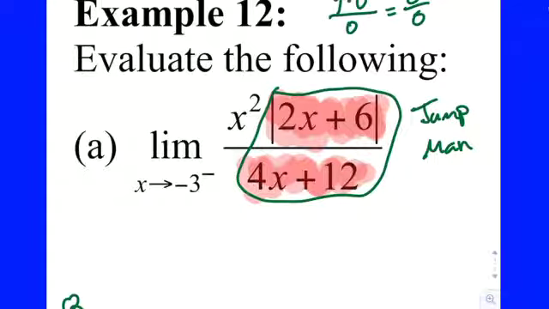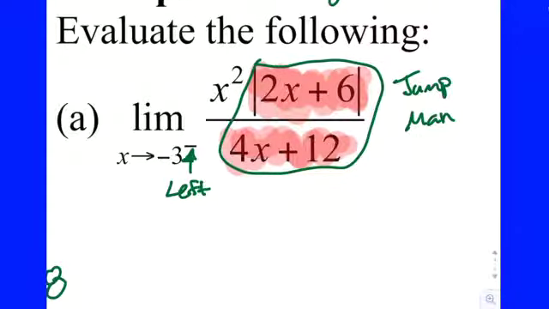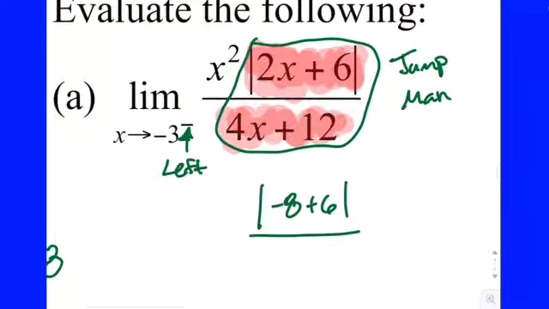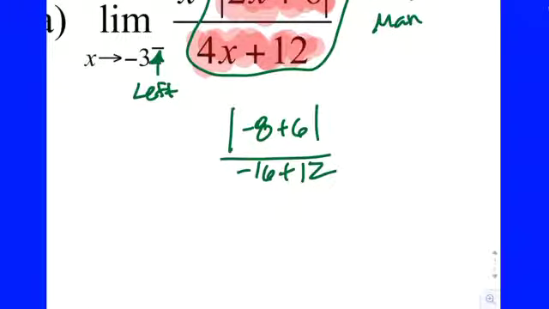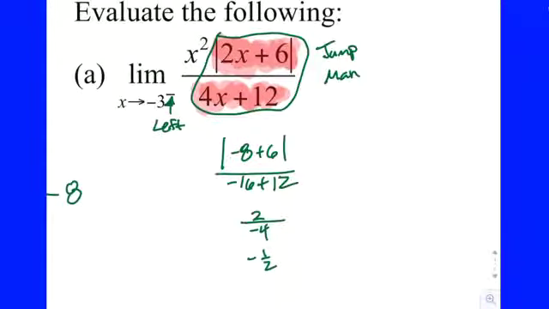So to evaluate the Jumpman piece, we know that we could choose a value to the left of -3. And most of y'all chose -4. So let's see what that would look like. If you plug in a -4, you get the absolute value of -8 plus 6, although -4 times 4 is -16 plus 12. And remember, when you plug in, you don't need to write the limit anymore. So that's going to be the absolute value of -2, which is 2, all over -16 plus 12, which is -4. That gives you -1/2.